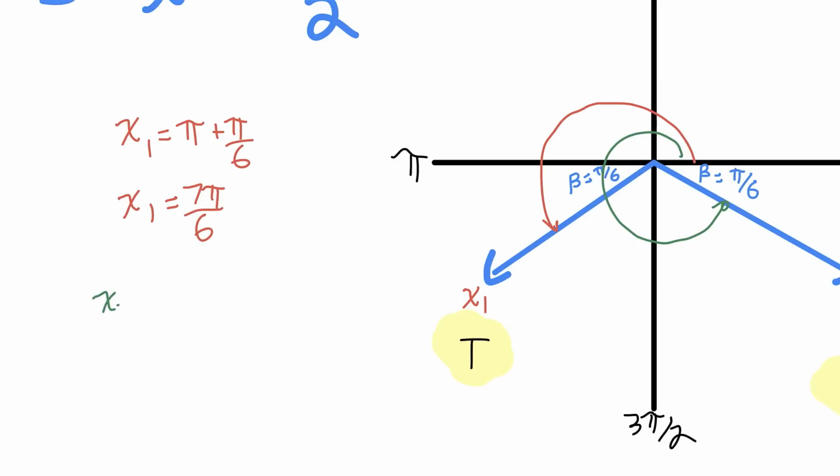And my second answer was pi over 6 less than 2 pi, so 2 pi minus pi over 6, which is 11 pi over 6. So 7 pi over 6 and 11 pi over 6 are the two answers between 0 and 2 pi.